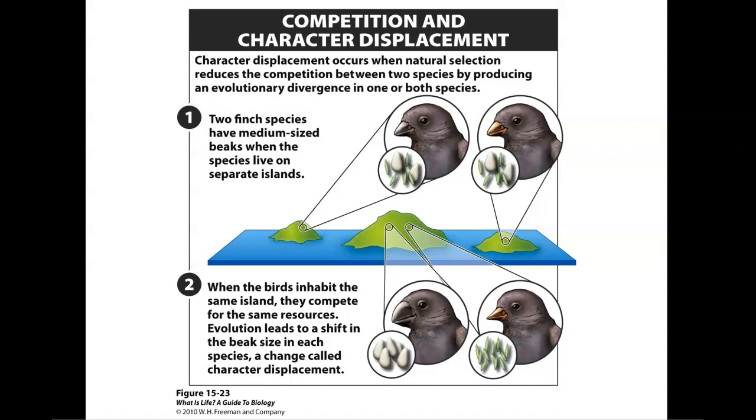For example, we have the finches here. 2 finch species have a medium-sized beak when the species lived on separate islands. When the birds inhabited the same island, they competed for the same resources. So evolution is going to lead to a shift in the beak size in each species. This change is going to be called character displacement. Notice how the thicker beak is going to eat the tougher seed, and the small, thinner beak is going to be able to eat the more wheat-like grass.